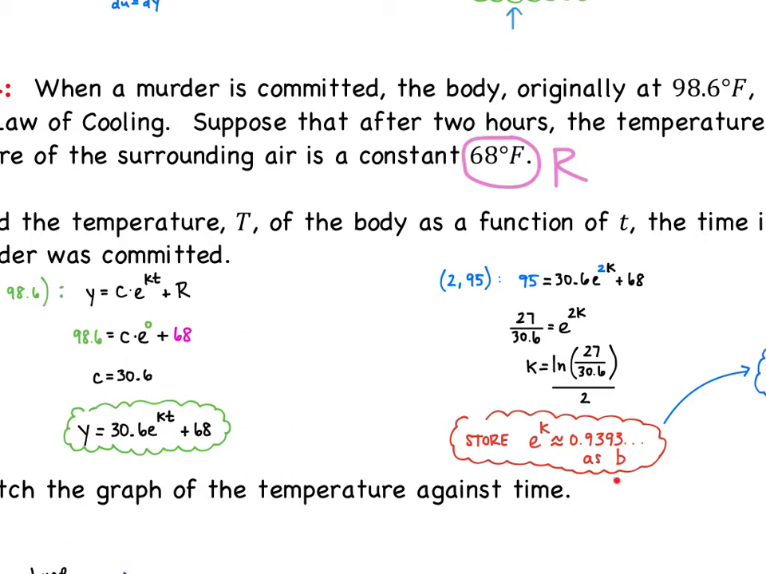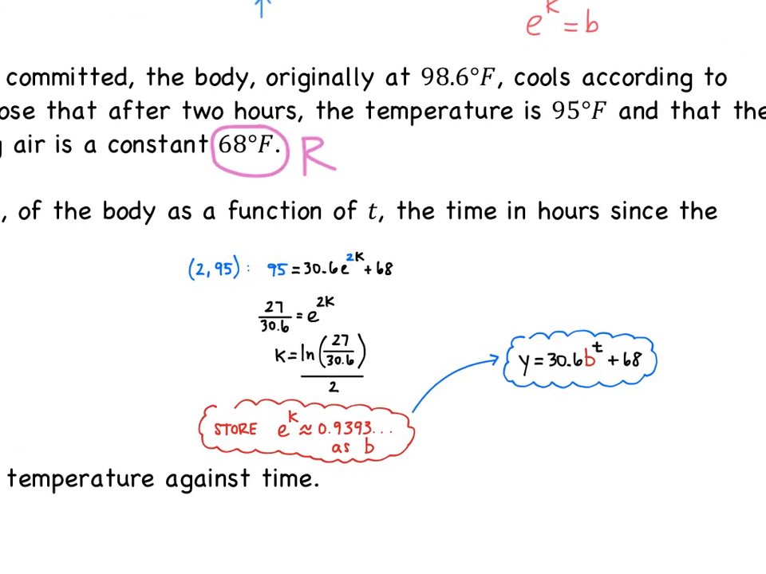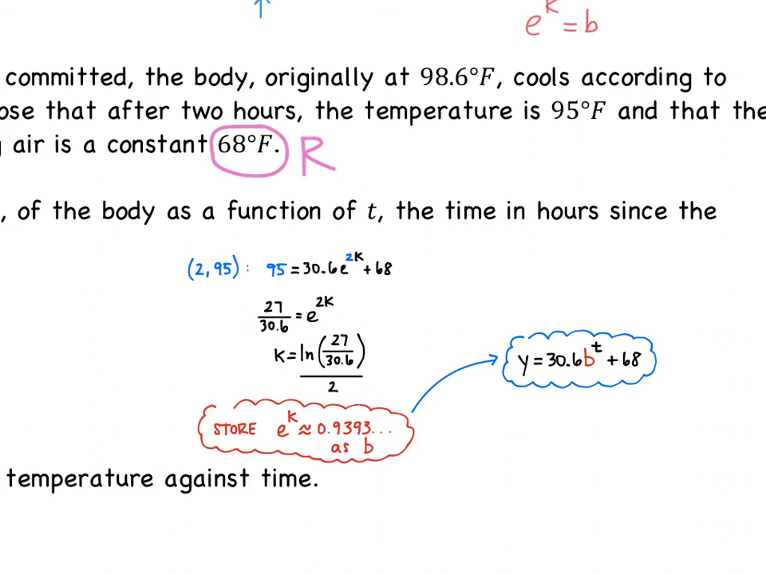What you can do on your calculator is right away do e to that k value, and we can store that answer as b. So what we're doing is storing e to the k. I'm calling e to the k, that whole thing, b. So then when we write our equation, we really have y is equal to 30.6 b to the t plus 68. And remember, b is equal to e to the k.